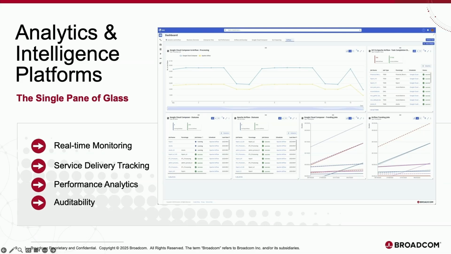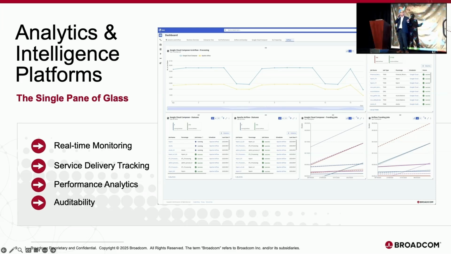Compliance. There are times when we need to prove what we're doing. We need to be able to understand and audit what we're doing. By having that single pane of glass, we're able to provide those reports in a single format, in an understandable way, and actually bring the data that we need to the people that need it.